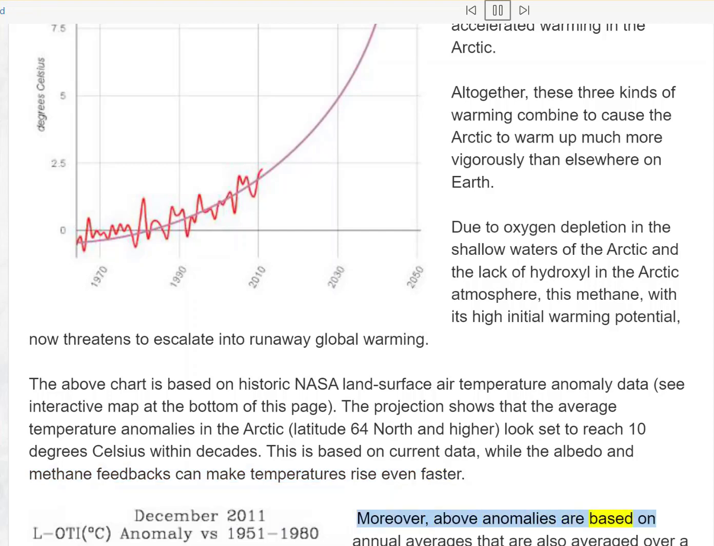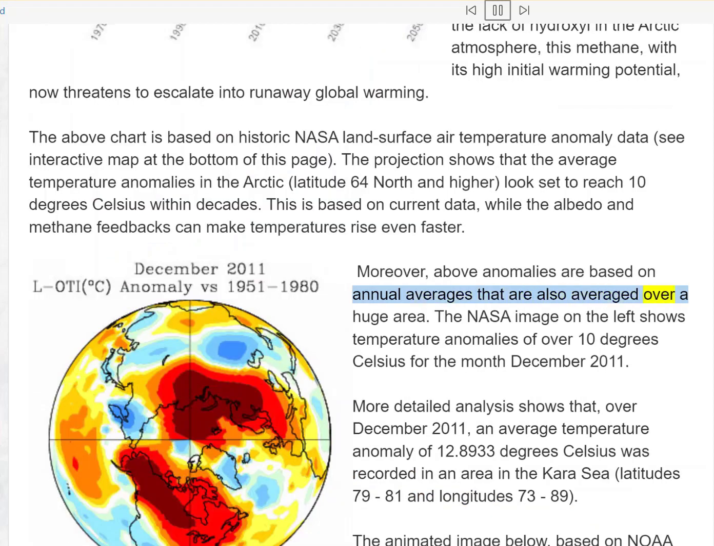Moreover, the above anomalies are based on annual averages that are also averaged over a huge area. The NASA image on the left shows temperature anomalies of over 10 degrees Celsius for the month December 2011. More detailed analysis shows that, over December 2011, an average temperature anomaly of 12.8933 degrees Celsius was recorded in an area in the Kara Sea, latitudes 79 to 81 and longitudes 73 to 89.